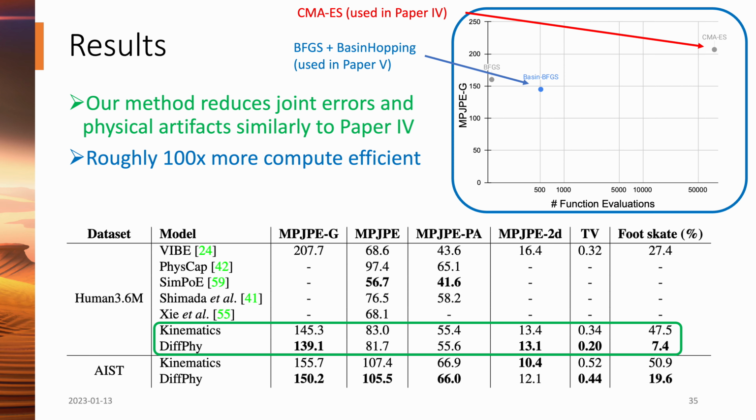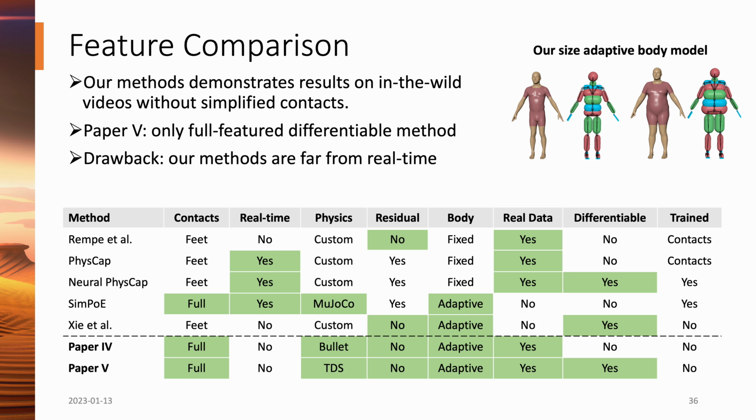However, paper 5 is roughly 100 times more compute efficient in terms of function evaluations required than minimizing the loss. This speed up allows our method to be run on a single machine rather than a compute cluster. Compared to prior work, we find that our methods are the only ones to demonstrate results on in-the-wild videos while combining support for full body contact. Furthermore, they do not simplify the problem by introducing non-physical residual forces, and they integrate an adaptive physical body model that changes the size and weight based on the reconstructed subject.